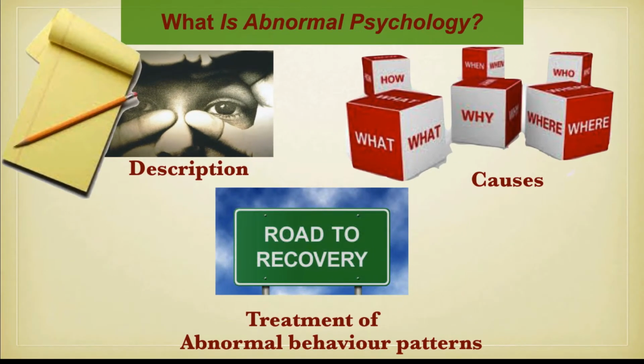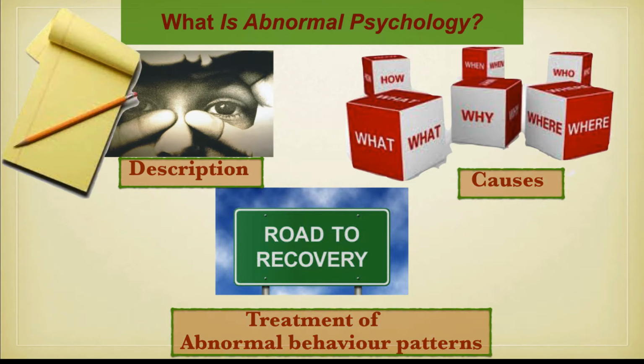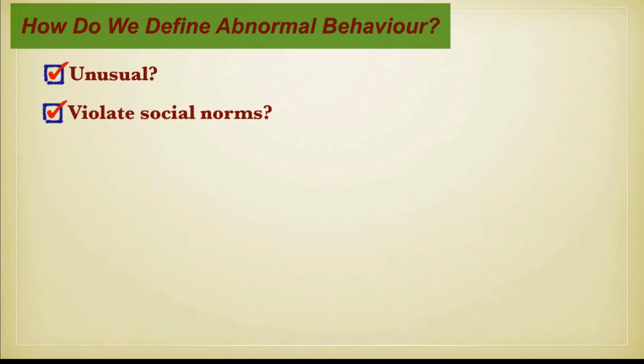Abnormal psychology is a branch of the science of psychology that addresses the description, the causes, and the treatment of abnormal behavior patterns. Now, there are various criteria that are used to define abnormal behavior. Psychologists generally consider behavior as being abnormal when it meets some combination of the following criteria. So when we look at abnormal behavior, we can ask several questions. One, is the behavior unusual or infrequent? Two, is it socially acceptable, or is there a violation of social norms?